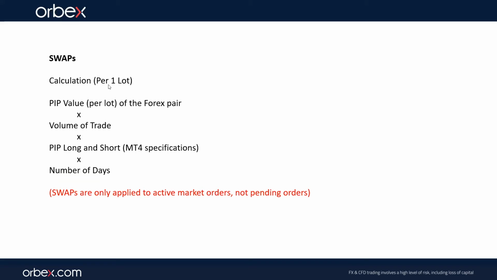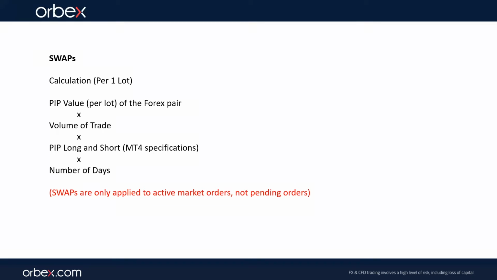So the calculation, this is per one lot, is the pip value per one lot of the Forex pair multiplied by the volume of trade, multiplied by the pip long and short, this is on the specification which I'll show you shortly, and times the number of days.